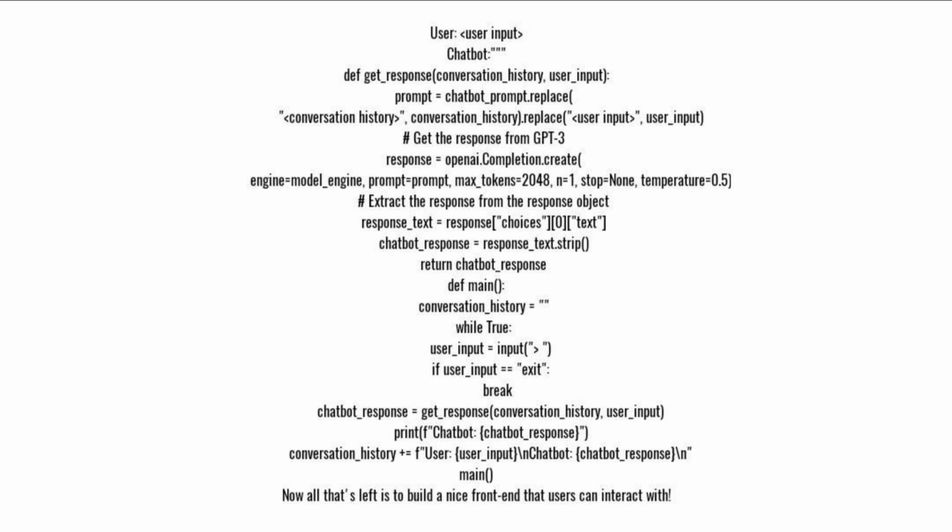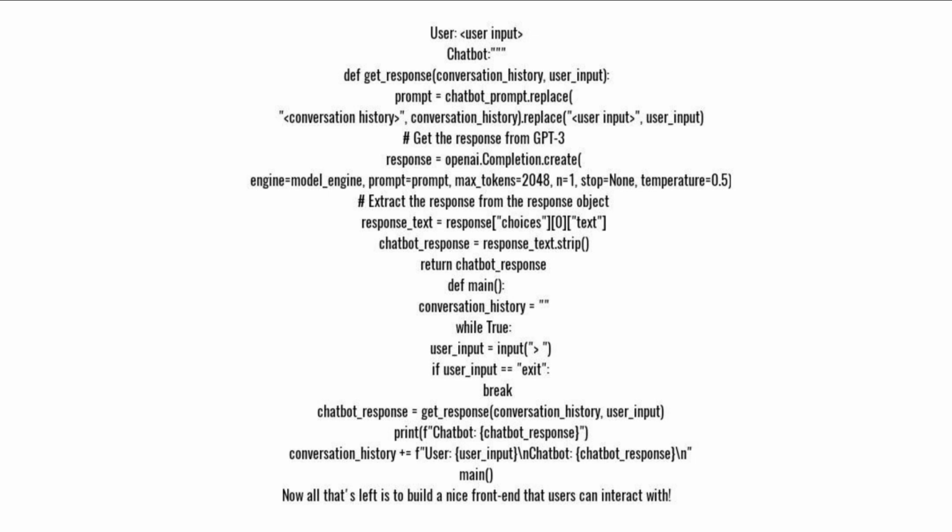def get_response(conversation_history, user_input): prompt equals chatbot_prompt.replace("conversation_history", conversation_history).replace("user_input", user_input). Hashtag get the response from GPT-3. response equals openai.Completion.create(engine equals model_engine, prompt equals prompt, max_tokens equals 2048, n equals 1, stop equals None, temperature equals 0.5). Hashtag extract the response from the response object. response_text equals response.choices[0].text. chatbot_response equals response_text.strip(). return chatbot_response.